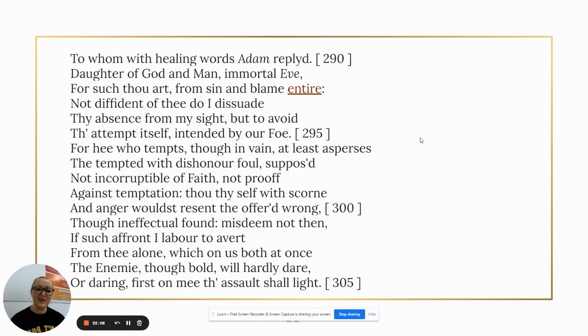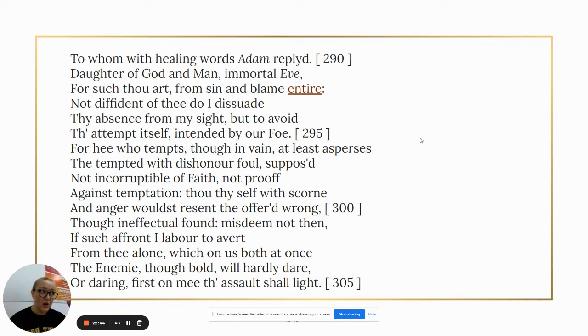So again, I said, look at the way in which Adam addresses her. So now he's still offering healing words. "To whom with healing words, Adam replied, 'Oh, look, daughter of God and man, immortal Eve, from sin and blame entire.'" At this point, she's still completely prelapsarian, innocent, perfect Eve. "It's not that I doubt you. Oh, it's not you. It's this enemy, okay?"